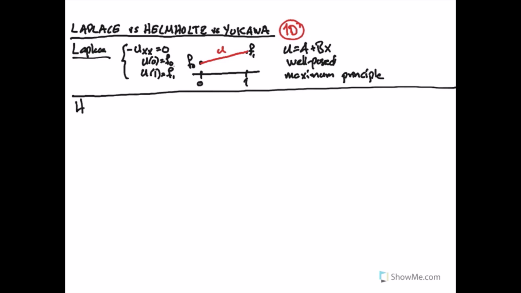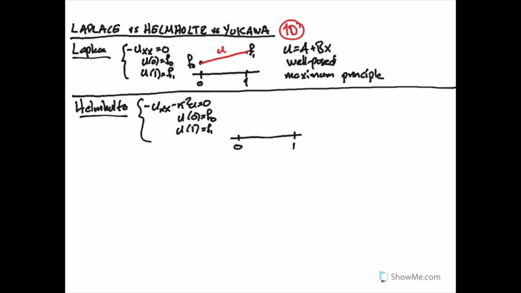Next, let's look at the Helmholtz problem. Here we have minus u_xx, and then we have an additional term like so. Otherwise, everything looks exactly the same. The difference here is this term. We now have a constant term, and this makes quite a difference as it happens.